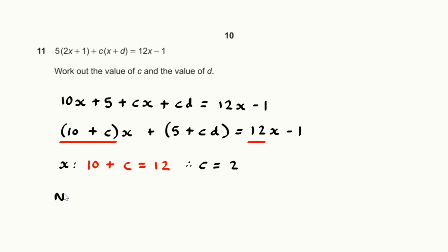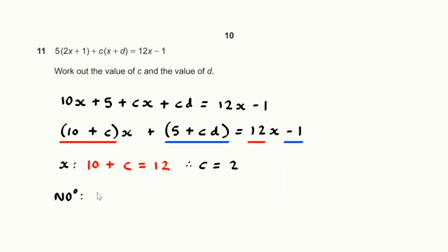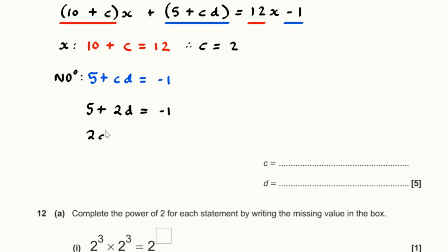And if I take a look at the numbers, I've got 5 plus cd on the left and minus 1 on the right. So I've got 5 plus cd equals minus 1. I know what c is, that's 2. So I've got 5 plus 2d equals minus 1. 2d is equal to minus 6. D is equal to minus 3. And so we get c equals 2, d equals minus 3.